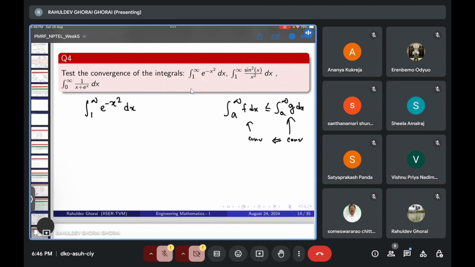You are comparing f and g. So remember that both are positive functions. For positive functions, if the integration of one function is less than or equal to the integration of another function, and the right hand side function is convergent, then the left hand side function will also be convergent.